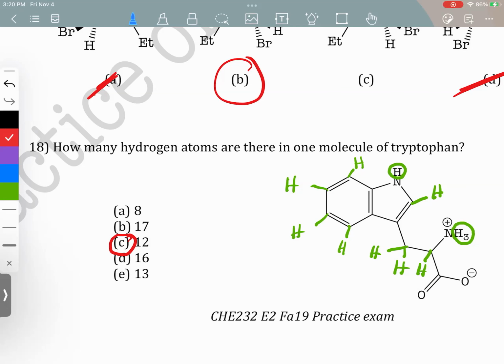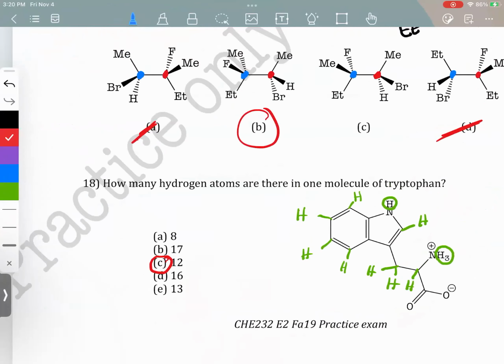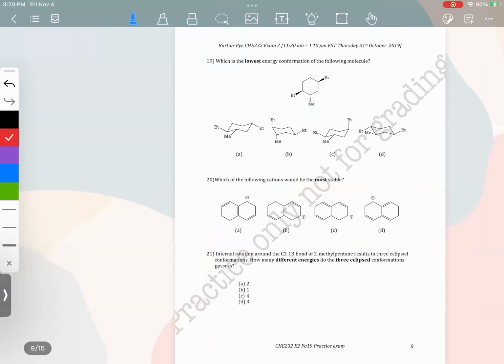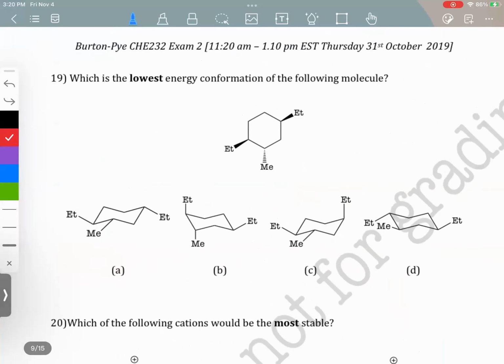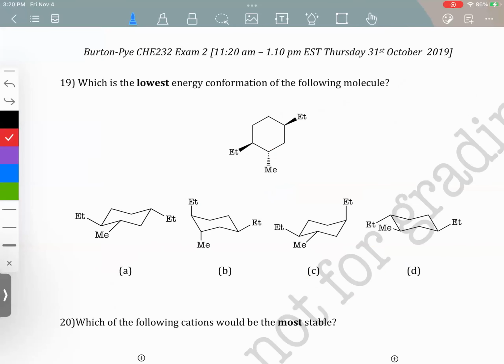Any questions? Go to the next one. It's another chair question. Which is the lowest energy conformation of the following molecules? So you have this skeletal structure. Now, one thing I suggest you do first is number the carbons. So where would we start numbering from?